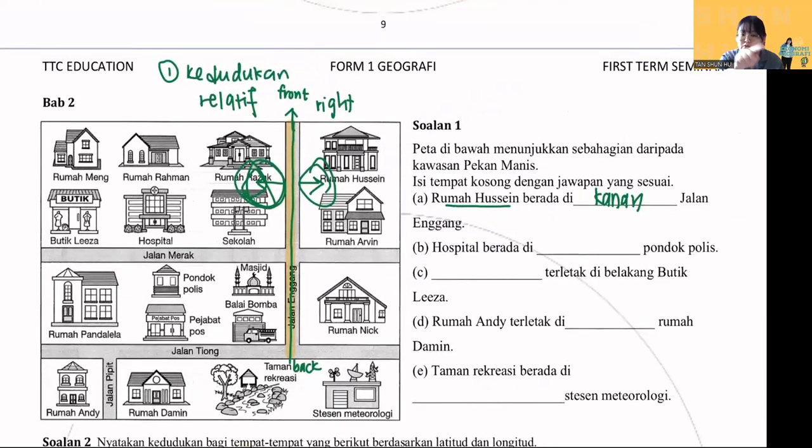Now be careful, because this question they say, rumah Husin berada di mana jalan Enggan. Enggan is the titik rujukan. So you're gonna stand at jalan Enggan, not the rumah Husin. You got what I mean? You stand on Jalan Enggan, is it kiri? You stand here.